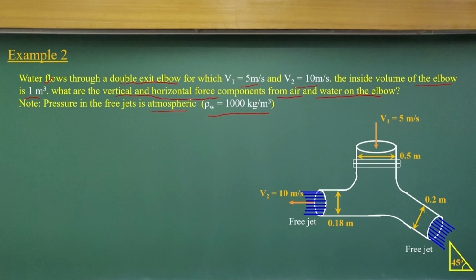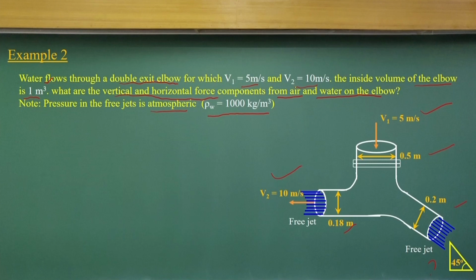Now, if you look at the sketch of the problem, there is a free jet in the two parts, and there is a velocity here, and a velocity here, but the velocity is unknown here. We do not know the velocity of this part. There are diameters of this elbow part.